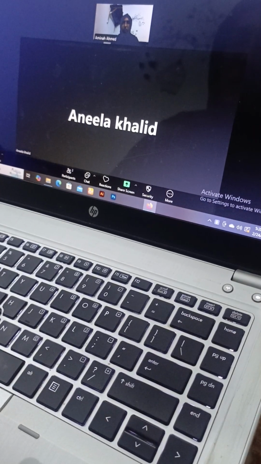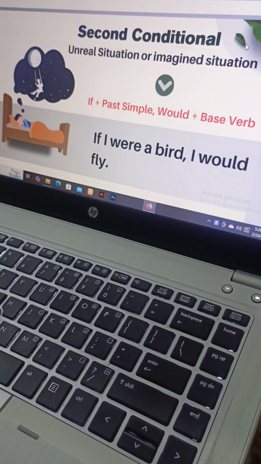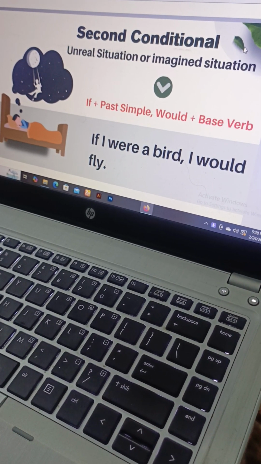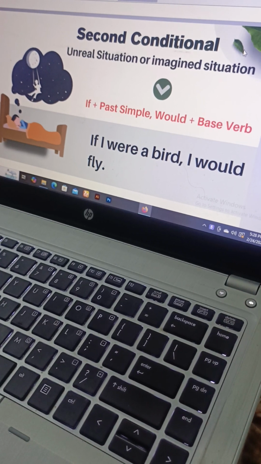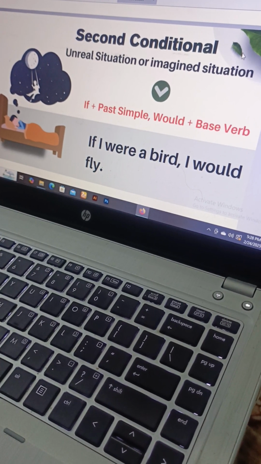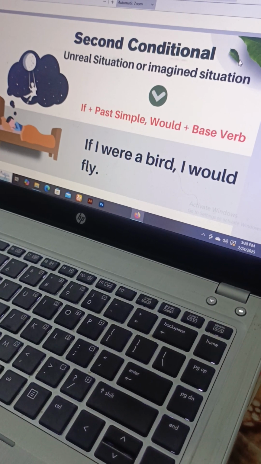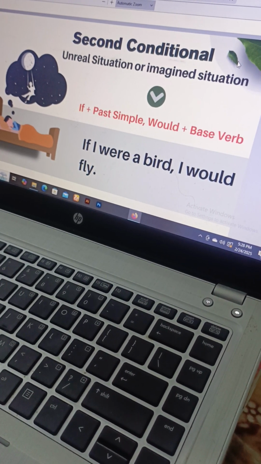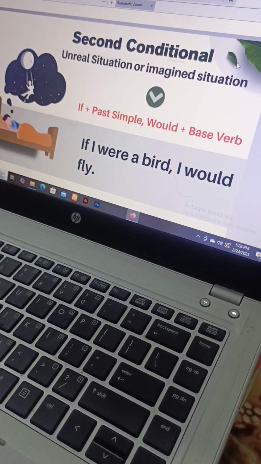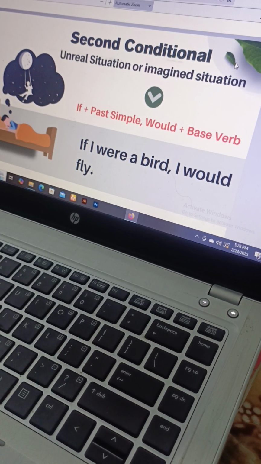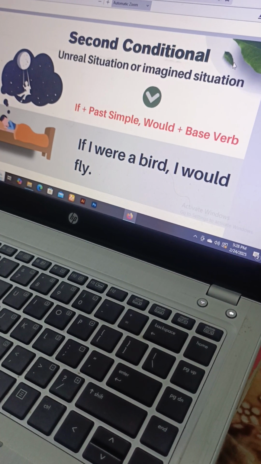So where were we? We were talking about the second conditional, right? That's the second conditional: an unreal situation, or maybe an imagined one. We talked about the bird example. We applied if, and I told you that normally we use was with I. That's a grammatical thing. But when we talk about conditionals, we are allowed to use were with I, right?